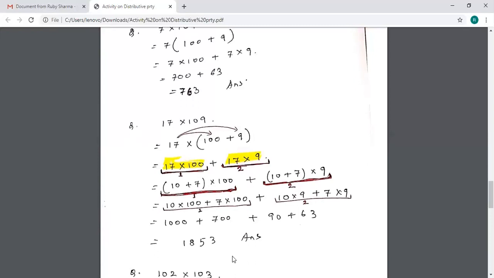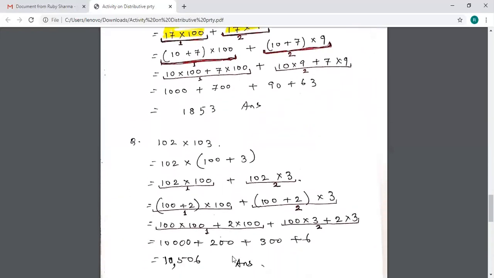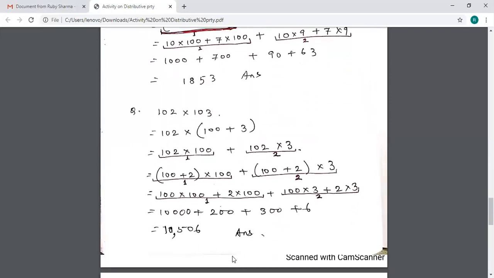Okay, but children, practice will make you perfect. I hope you'll be doing that. Don't leave it for another day. And don't sit after doing it only once. These sums will need practice several times. So now there's 102 into 103.